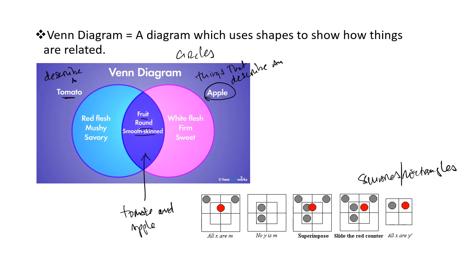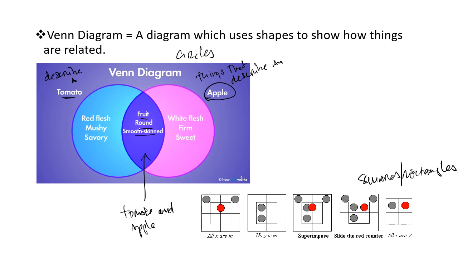But they are both fruit. Whether or not you believe a tomato is a fruit or not, it is a fruit. Round, I suppose, is subject to some sort of debate there, because an apple has the little thing at the top and at the bottom. Neither of them are really perfectly round. But smooth skinned, for the most part, that's true.